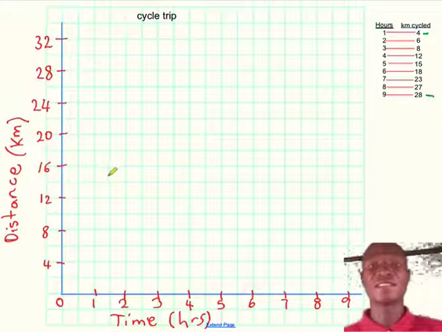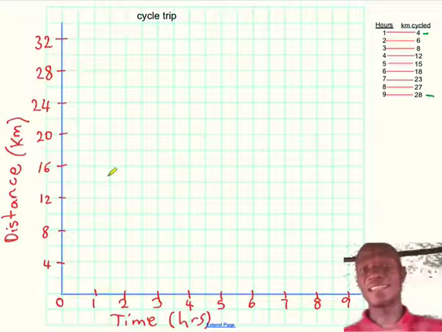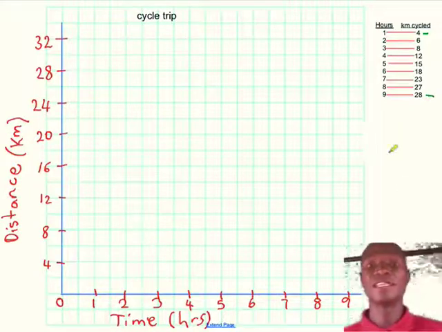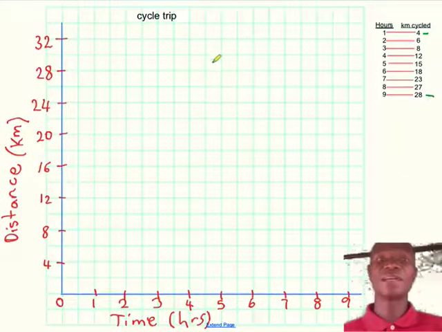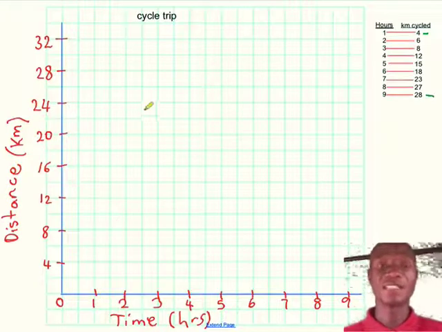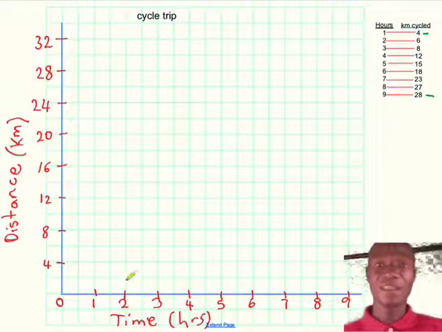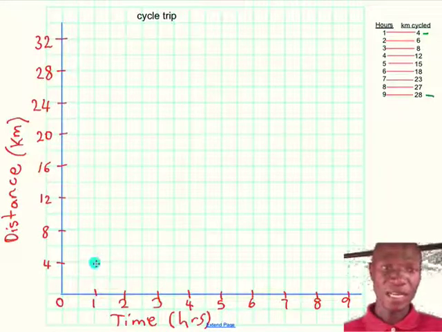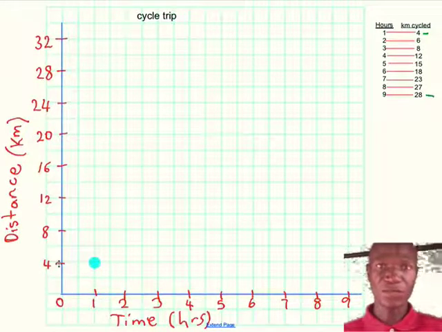Now that we have the skeleton of the graph that we're going to put inside, we've labeled the axis. So it's time for us to put the graph itself. So we started with the 1 hour. 1 hour it was 4. So 1 hour is 4.